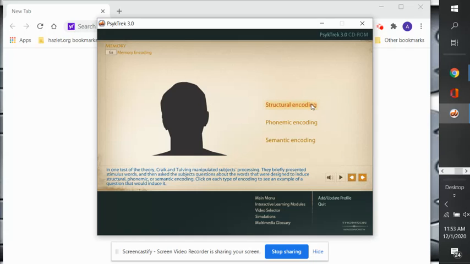So structural encoding is, is the word written in capital letters? Phonemic encoding, does the word rhyme with weight? And finally, semantic encoding, would the word fit in the sentence, he met a blank on the street? So all of this was designed to sort of put in place different levels of encoding.